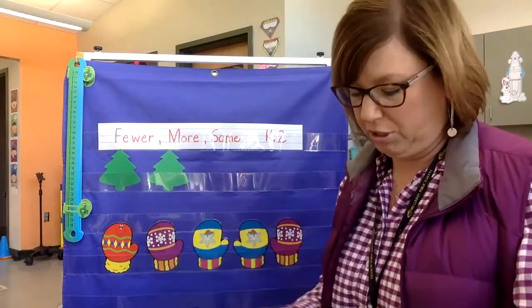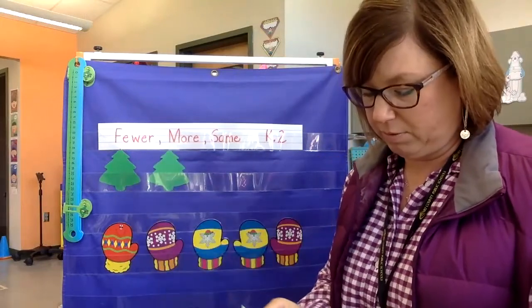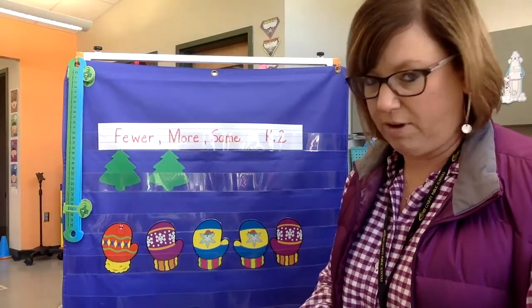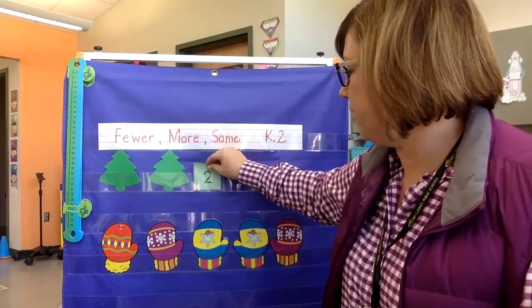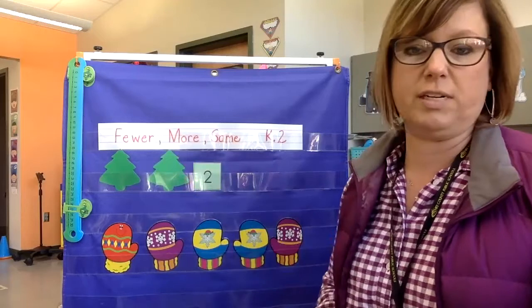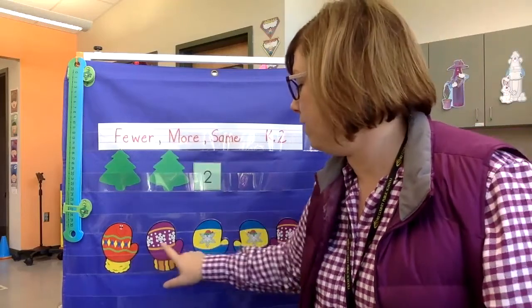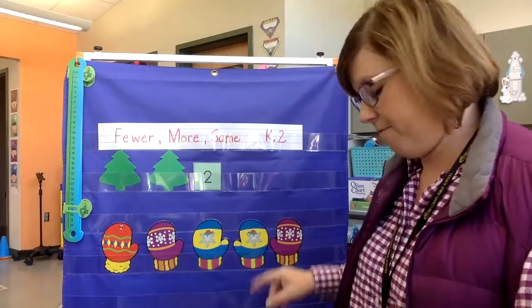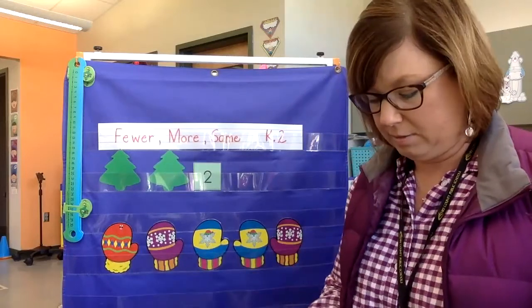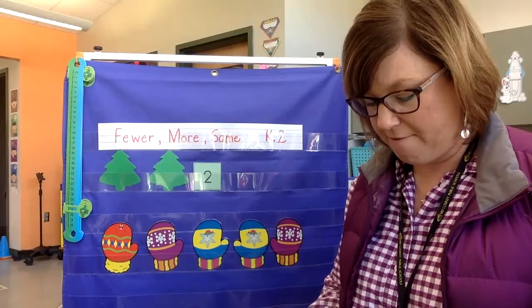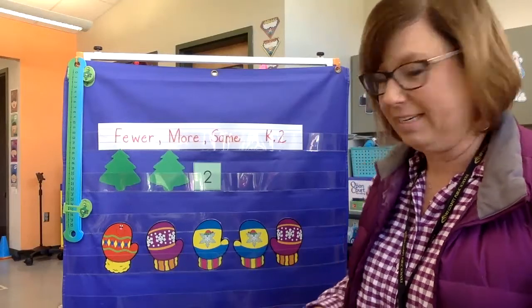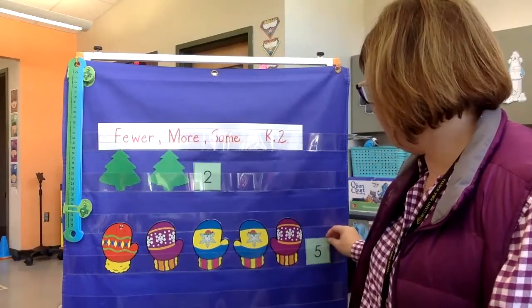1, 2. So Miss Clemens is going to look through her numbers here, and she's going to find the number 2, and I'm going to put it there, okay? Because I know there's 2 Christmas trees. Let's count how many mittens we see. 1, 2, 3, 4, 5 mittens. So I'm going to pull out the number 5 again and put it right here.